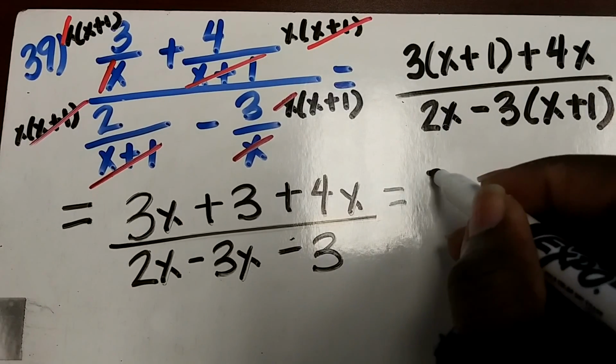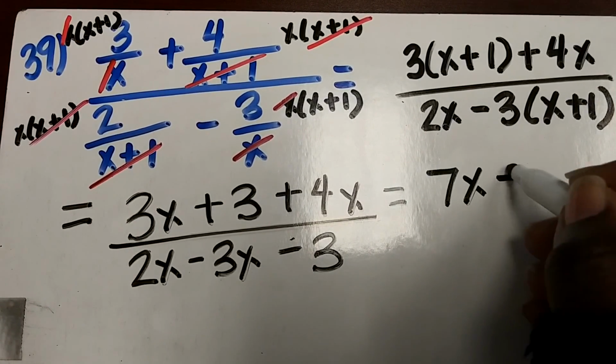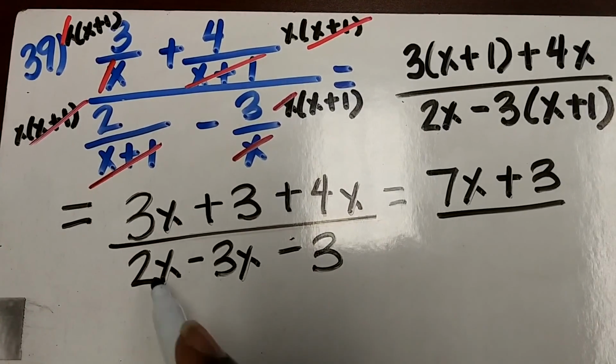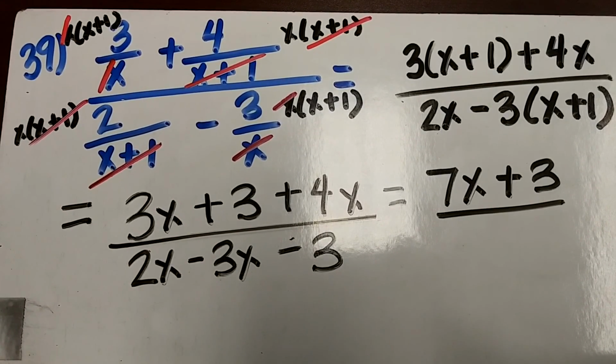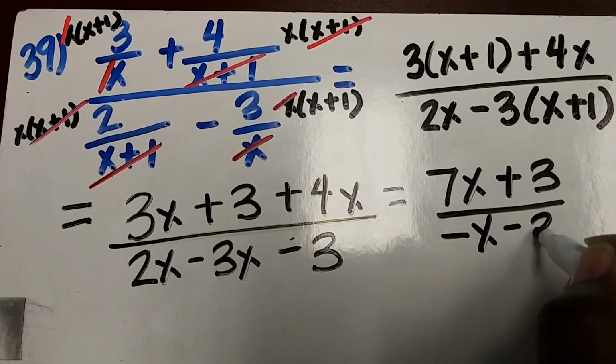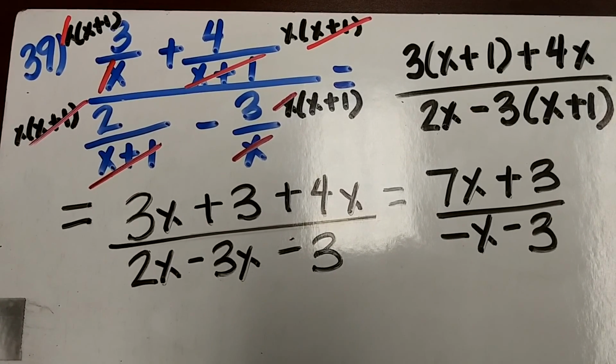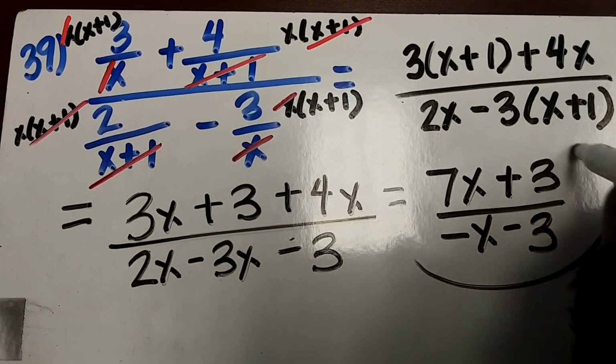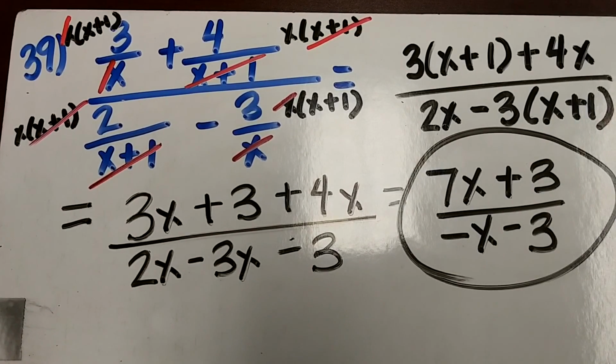3x plus 4x is 7x plus 3. 2 minus 3x is negative x minus 3. And that is my final answer. I cannot do anything else to this problem. I cannot find a GCF. So we stop there on number 39.